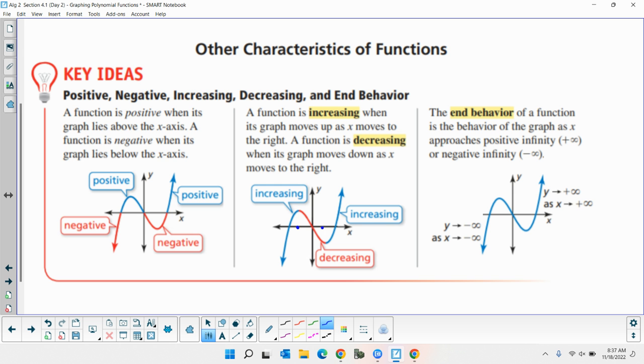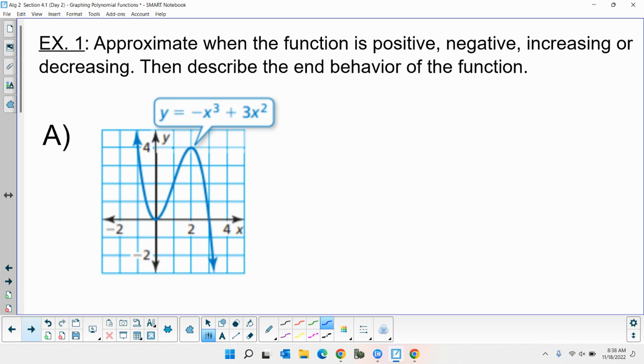Questions on that? So above the x-axis, our function's positive. Below the x-axis, our function's negative. Looking at it left to right, increasing, decreasing, okay? All right, so approximate when the function is positive, negative, increasing, or decreasing. And then describe the end behavior. We know it's going up on the left, far left, and going down on the far right, right?